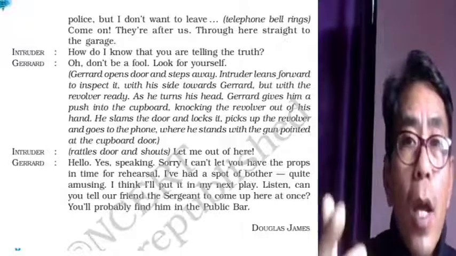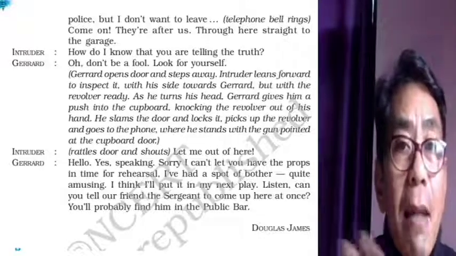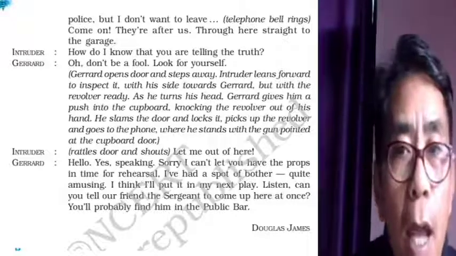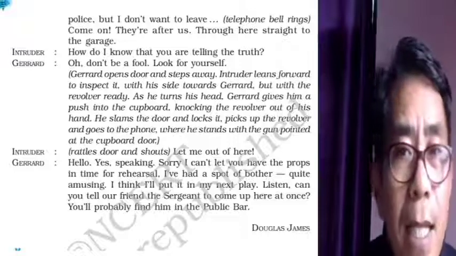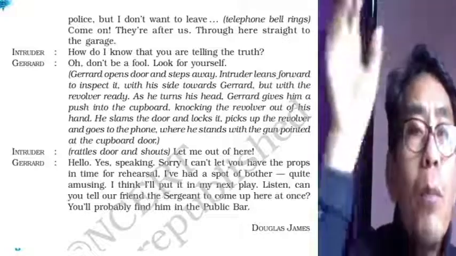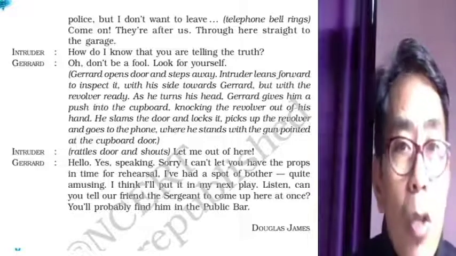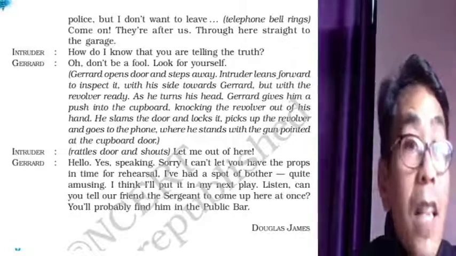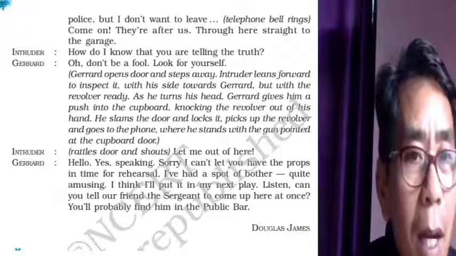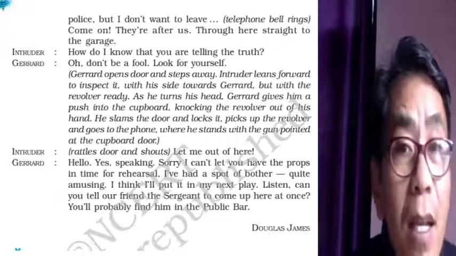and he was able to get rid of the revolver from his hand, and then he slammed the door and locked it, and he picked up the revolver and went to the phone, and then the phone was ringing, isn't it? And he took the gun and just pointed to the cupboard, and that intruder was put in the cupboard. So he thought that it was a door, but actually it was a cupboard. So everything was planned by Mr. Gerard. And then from the cupboard, the intruder was rattling the door and shouting, "Let me out of here, let me out of here," like this.